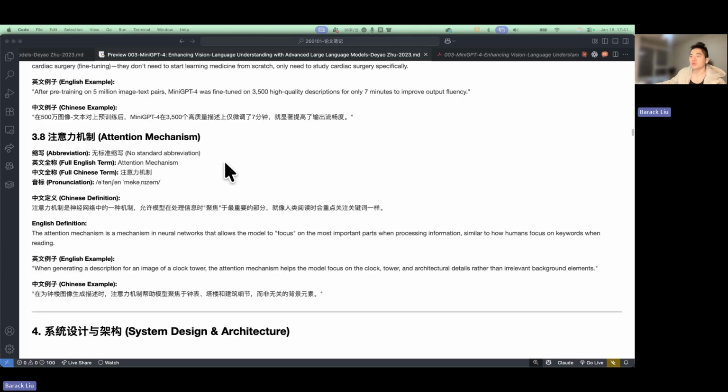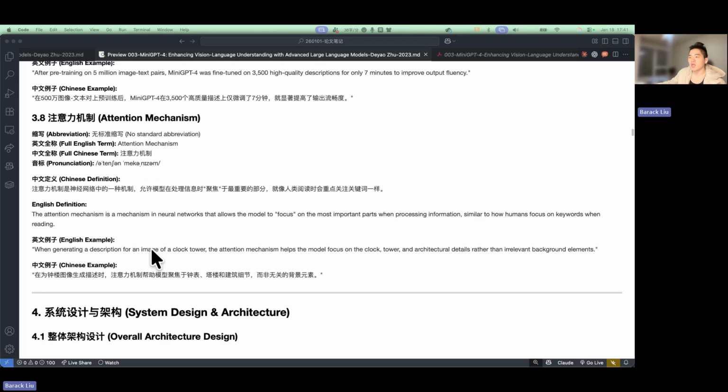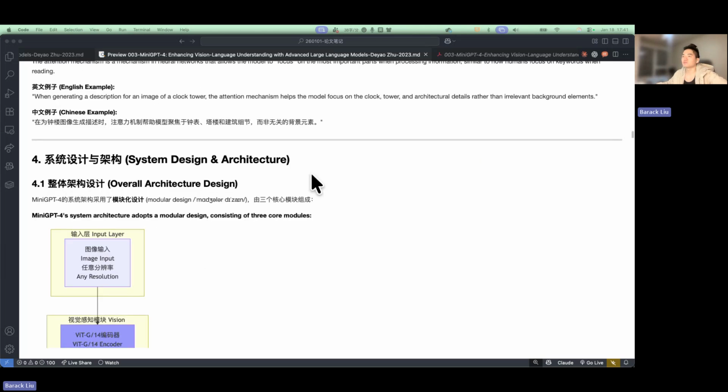Attention mechanism. The attention mechanism is a mechanism in neural networks that allows the model to focus on the most important parts when processing information, similar to how humans focus on keywords when reading. When generating a description for an image of a clock tower, the attention mechanism helps the model focus on the clock, tower, and architecture details rather than irrelevant background elements. Makes sense? System design and architecture.